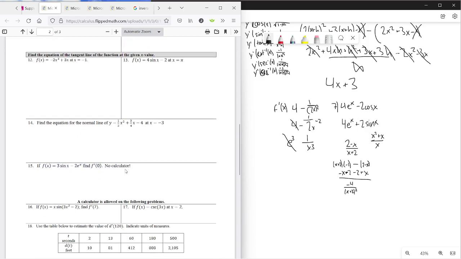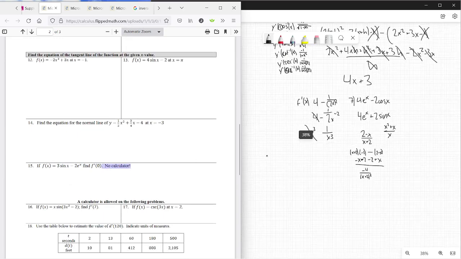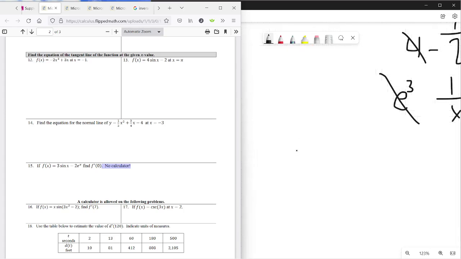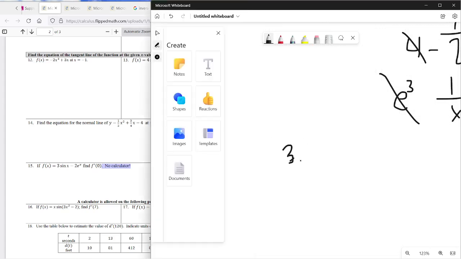So here, let's skip it and jump ahead to this one. f of x equals 3 sine x minus 2 e to the x. Find the derivative of f of x at 0. So first we'll just take the derivative.